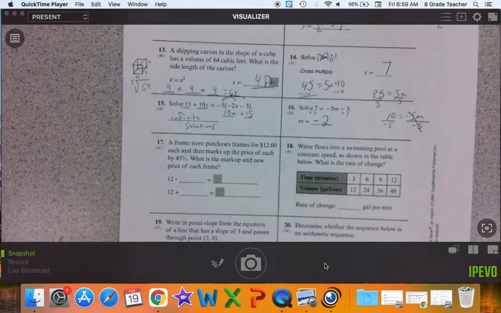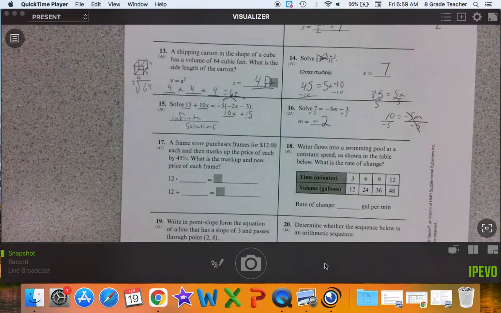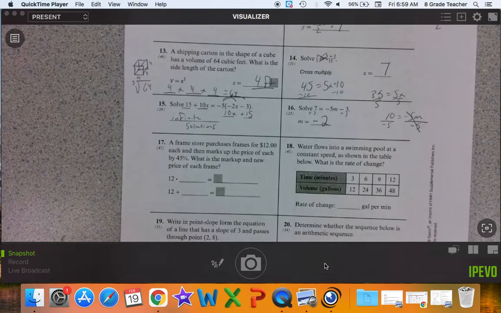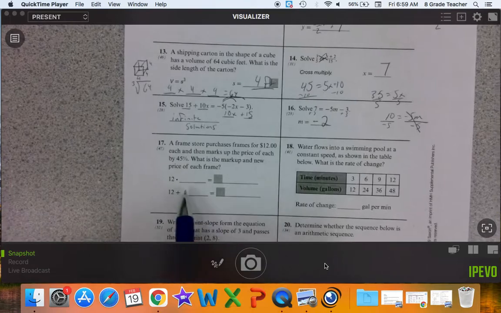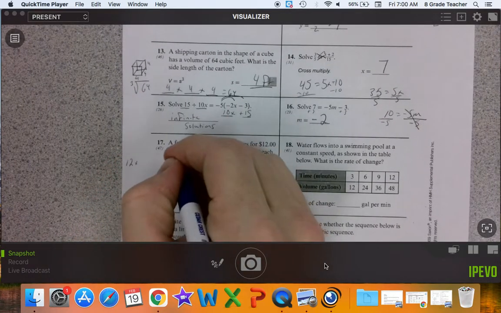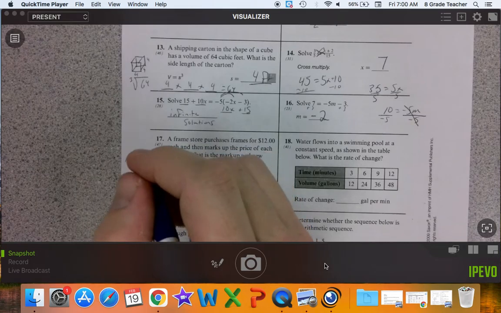In number 17, you've got a frame store purchasing frames for $12 each and then marking up the price by 45%. What is the new price with the markup? Two ways you could do it. You would find the markup and then add it to the original value, or you can use the shortcut that Mr. Shane showed you.